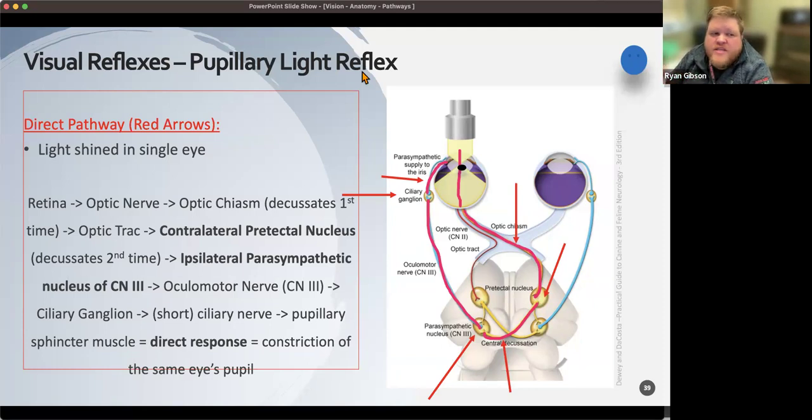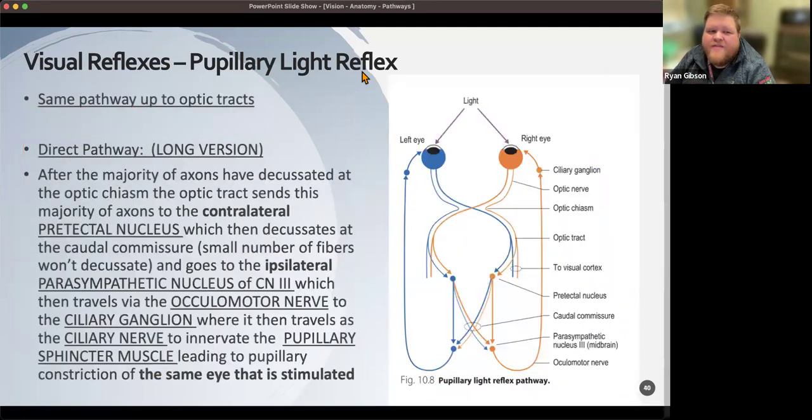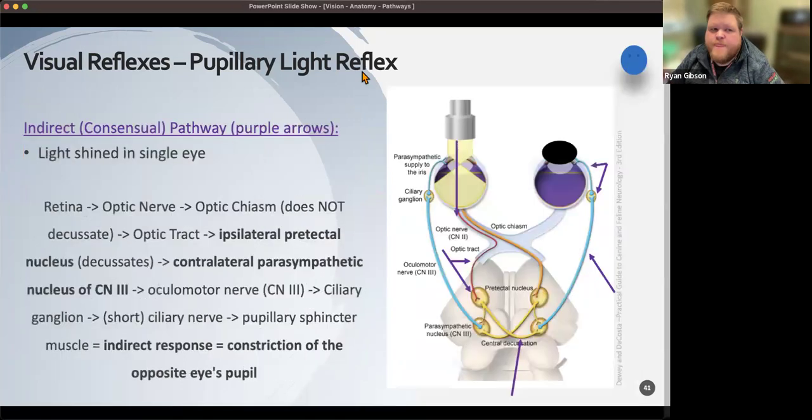All right. So this is the short version. If you're a reader and you like paragraphs, here's the long version. Let's talk about now what happens with the indirect light. So we're still going to stimulate the left eye in this scenario. So light comes in, follow the purple, optic nerve. But what happens?